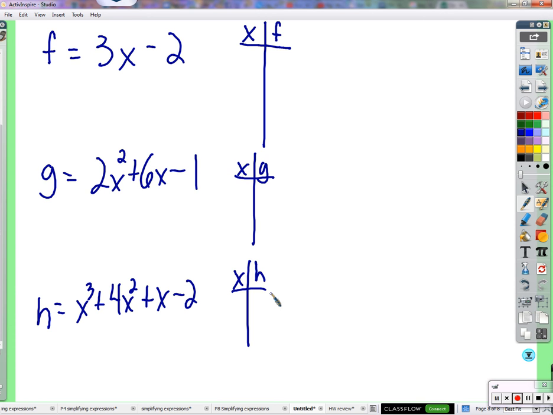I just want you to fill out this chart for all of them. We'll have the same x's. You plug the same x's into all of them: negative 4, negative 3, negative 2, negative 1, 0, 1, and 2. That's a lot. That's more than I thought it would be. Let's get rid of the negative 4. So for every one of these, let's go negative 3, negative 2, negative 1, 0, 1, and 2. Shouldn't take you long here, a little longer here, a while on this one.